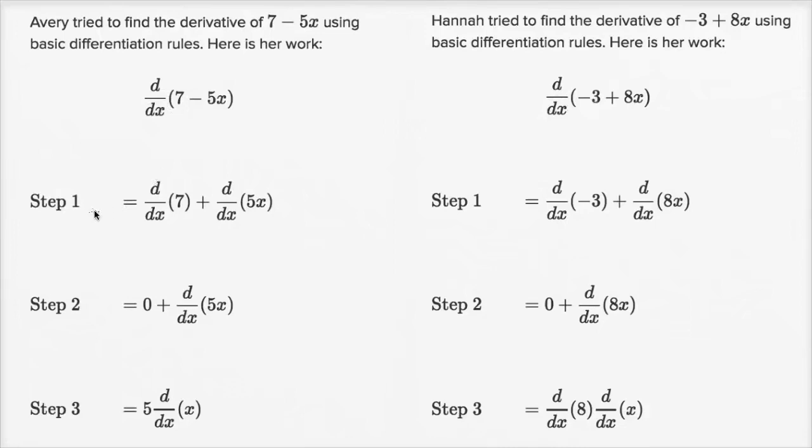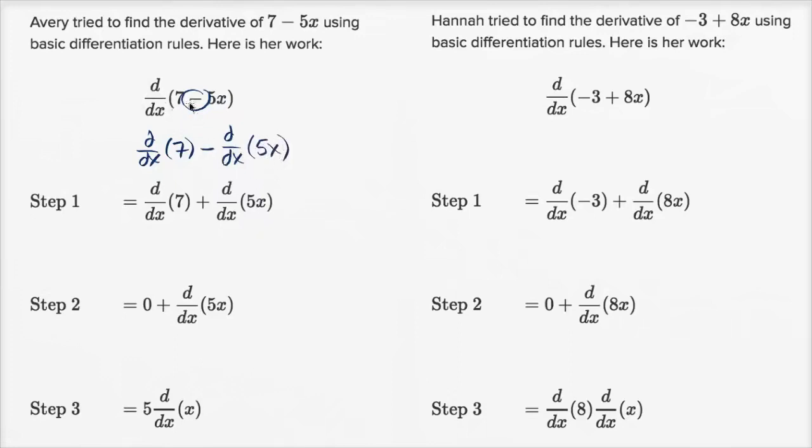So let's see, step 1 for Avery. She's separately taking the derivative of 7 and separately taking the derivative of 5x. So my spider sense is already going off here because what happened to this negative right over here? So it would have made sense for her to do the derivative of 7, and she could have said minus the derivative of 5x. That's one possibility that she could have done.